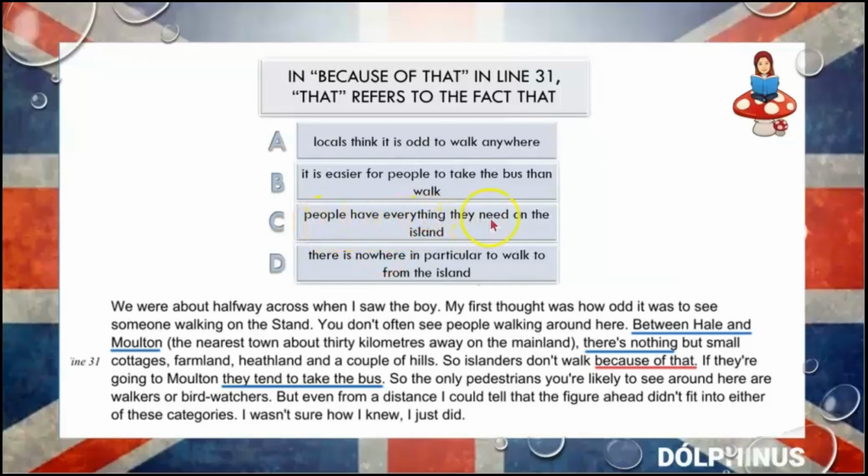C, people have everything they need on the island. Nothing is mentioned. D, there is nowhere in particular to walk to from the island. And this is the correct one, as between these places there's nothing but small cottages, farmlands, heathlands, and a couple of hills. So, because of this reason, they do not walk there.